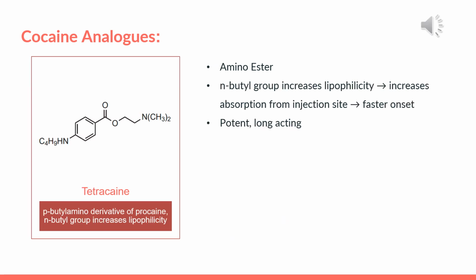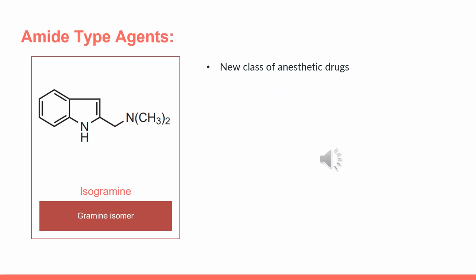Now we move on to tetracaine, an amino ester and a p-butyl amino derivative of procaine. It has an N-butyl group that increases its lipophilicity and thus increases its absorption from the injection site, leading to a faster onset. It is also potent and long-acting.